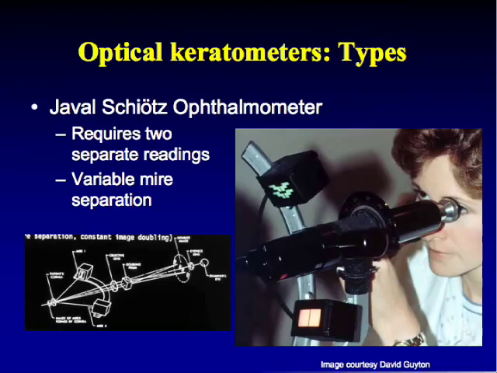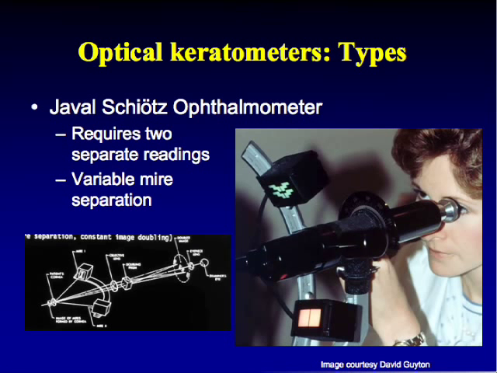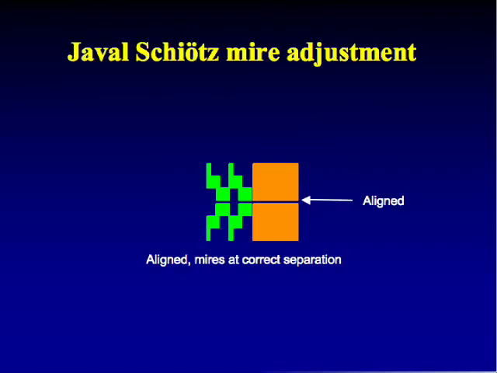This is the Javal-Schiøtz type of ophthalmometer, keratometer. It projects these two mires, the box thing and the Space Invaders thing, onto the surface of the cornea. So then you end up with an image that looks like this. Now, first of all, if you're not in line with a principal meridian of astigmatism, these are going to be just skewed like this. So you can rotate this thing to get them in line with the principal meridian. So we do that, rotate the mires. Now we're in line with the principal meridian. Now in this case, they're at the correct separation.